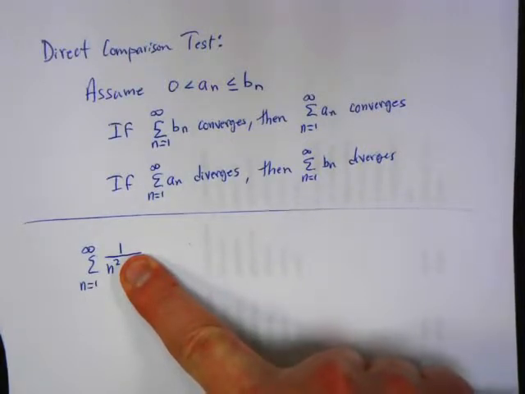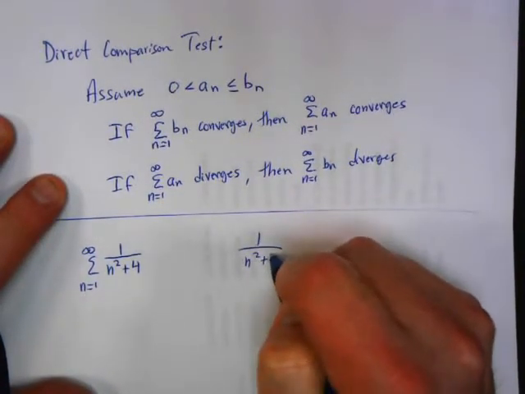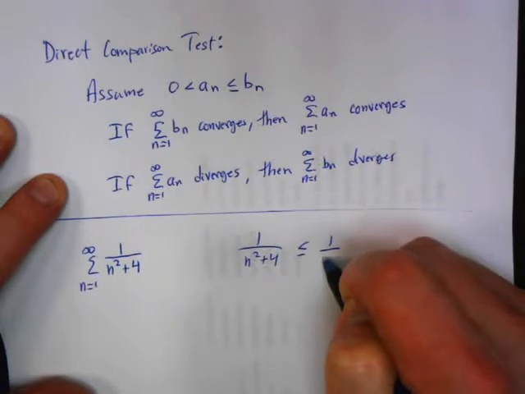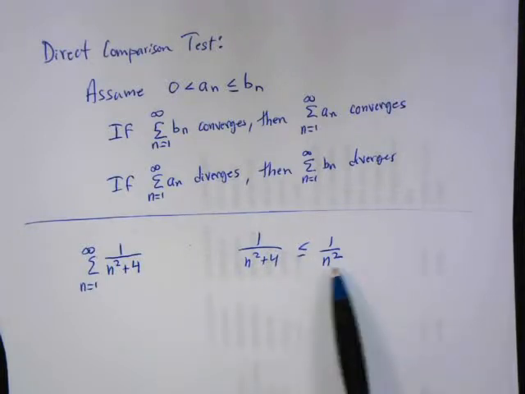And what would you tell me about that p-series? Does it converge or diverge? It converges because it's a p-series. P is 2, which is bigger than 1. So, is this true? Is 1 over n squared plus 4 always less than or equal to 1 over n squared? Yes. How come? There's a number on the bottom, and the last one will be bigger. When you make the bottom bigger, it makes the entire fraction smaller.